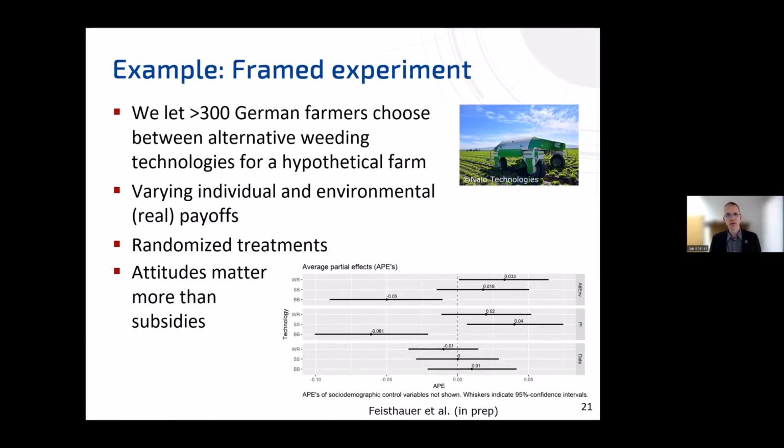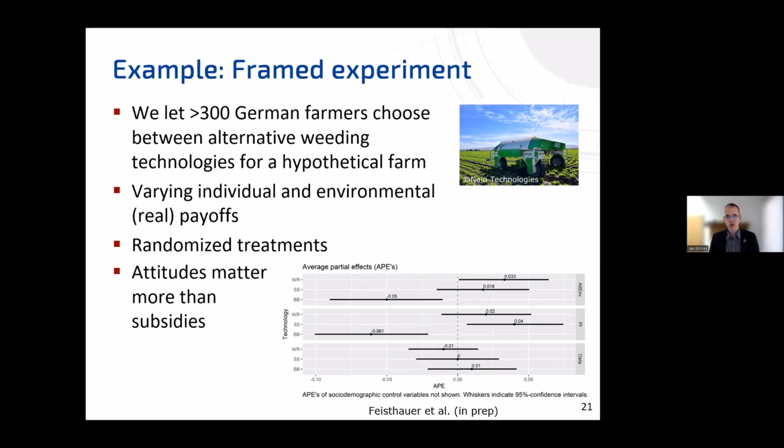So here's again an example from our own work in CP6. So we let roughly 340 farmers choose between alternative weeding technologies for their hypothetical farm. And we varied the individual and environmental payoffs. Those were real payoffs. So farmers could actually earn some money or donate some money for environmental purposes. And we also had some randomized treatments. So one randomly selected group of farmers was offered a subsidy to adopt a new technology, in this case, the weeding robot, and another group didn't.